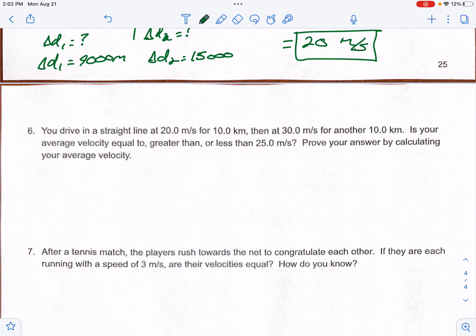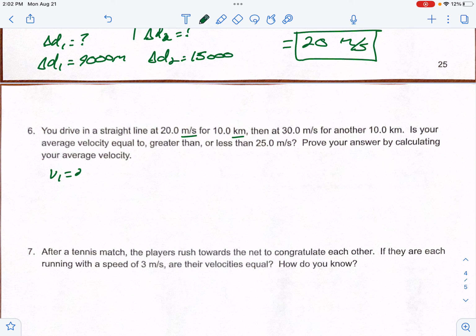6, you drive in a straight line at 20 meters per second for 10 kilometers. Okay, so this is where you got to kind of watch out again. You're in kilometers, but we're in meters per second. So there's 2 ways you can do this. You can convert to kilometers per hour if you want to, or you can just convert the kilometers to meters. I'm going to convert to meters.